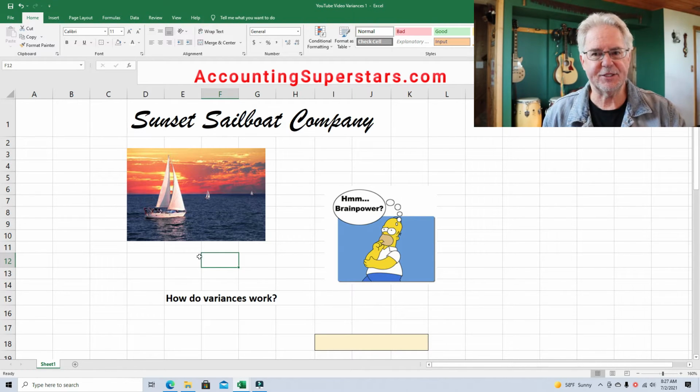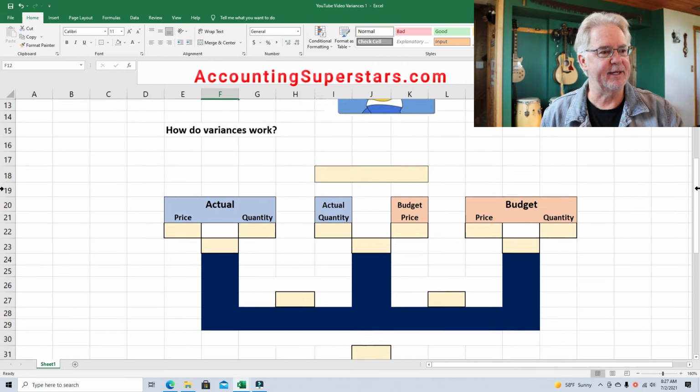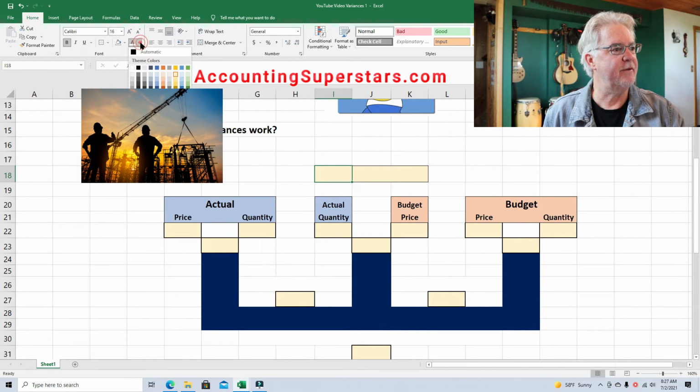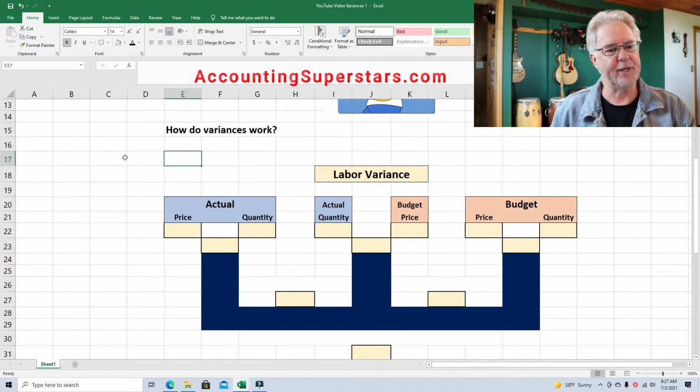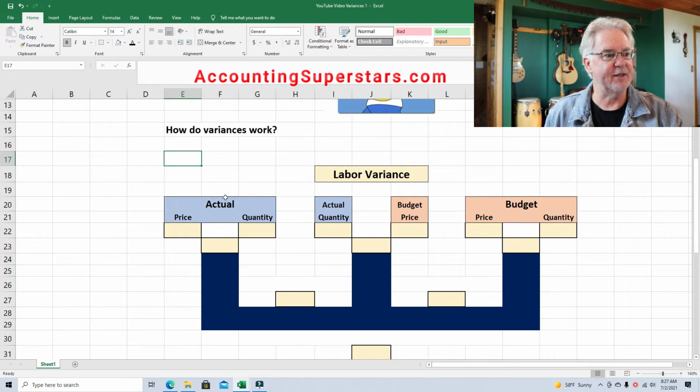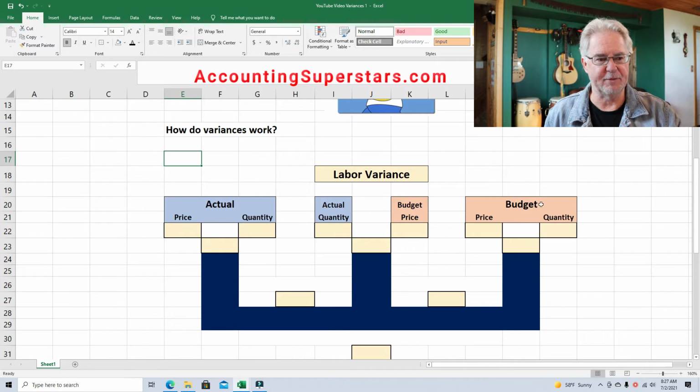So let's get started here. We'll do two of these variances. One of them will be for labor. So this is going to be the labor variance right here. Here's how you set it up. It's really, really easy. On the left-hand side, you put actual, and on the right-hand side, you put budget. And by the way, this looks like an odd-looking letter E that fell over. It's the capital letter E that fell over on its back. So on the left-hand side you put actual, and on the right-hand side you put budget.